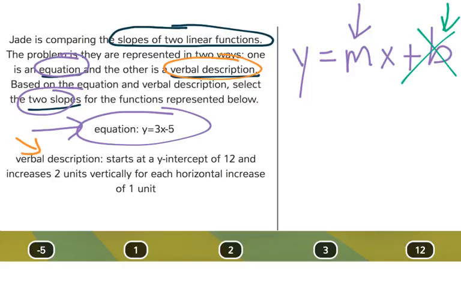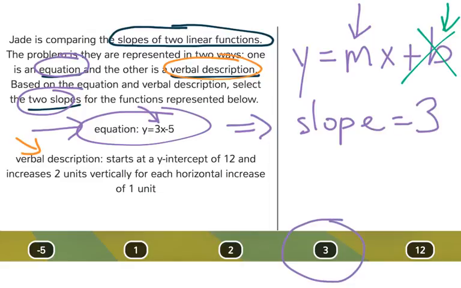So our slope is just the number in front of the x, and in this case, it's just positive 3. So for the equation, our slope equals 3. I'm going to circle that down here in the answer choices. That's one of our answers.